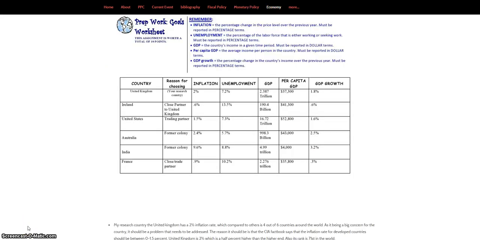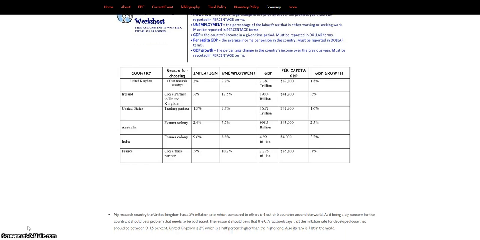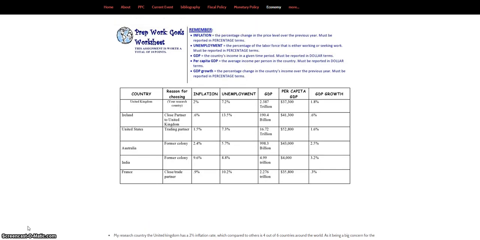The next slide I want to take you guys to is the economy. This is probably one of my favorites just because you can compare each economy to other countries. I chose Ireland, United States, Australia, India, and France as my competition. I chose each of these countries because they're either a trading partner, they're close in region with them, or they were a former colony, which has impacts to this day.